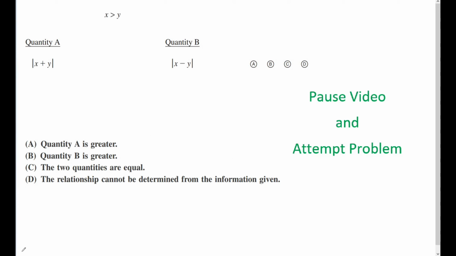Okay, so why don't you take a second and try to solve the problem, and then when you have finished attempting or solving the problem, press the continue button and we will try and solve this together.